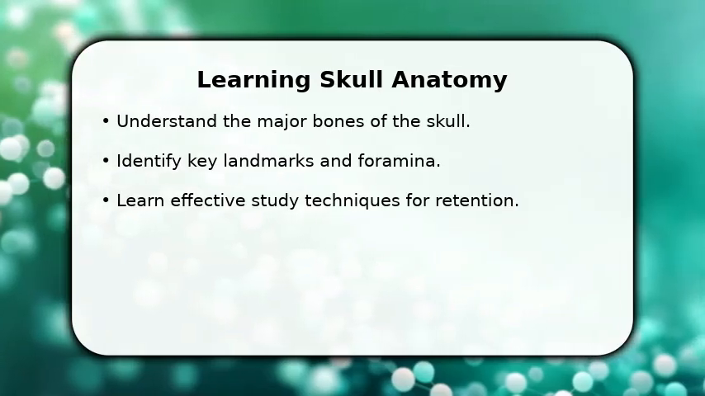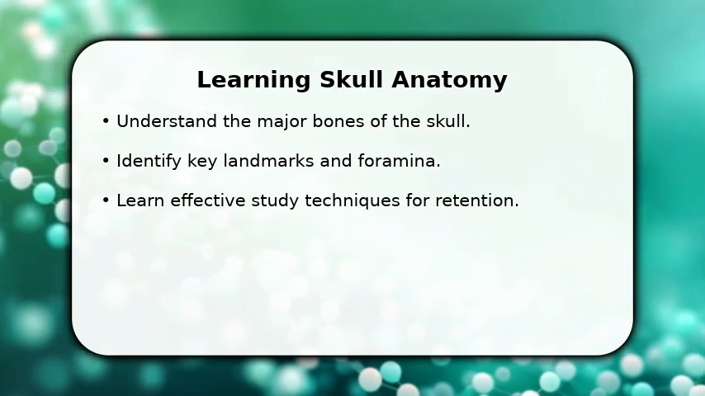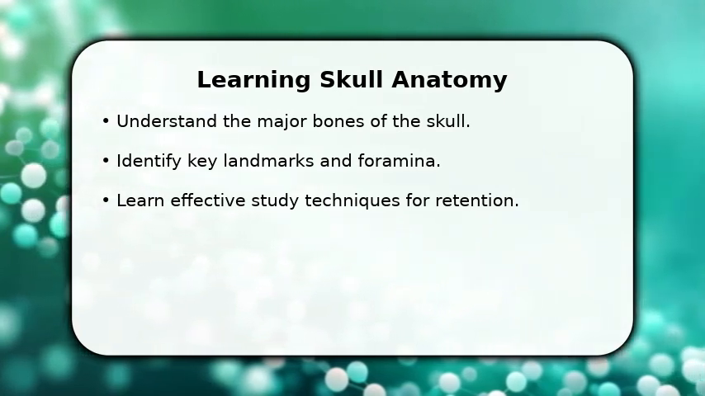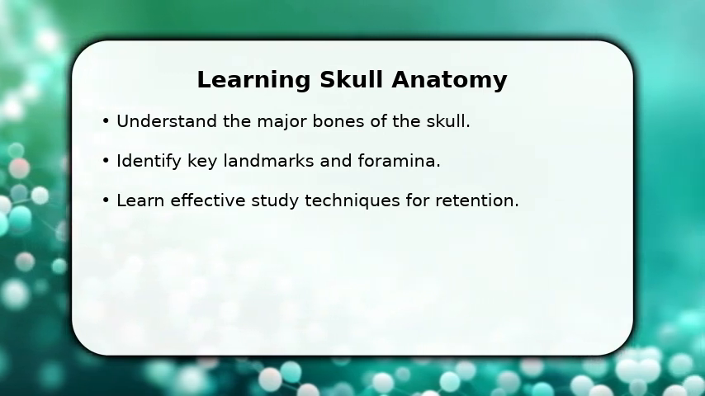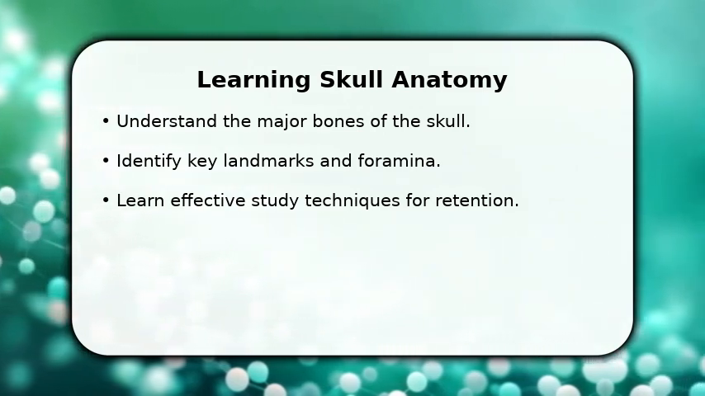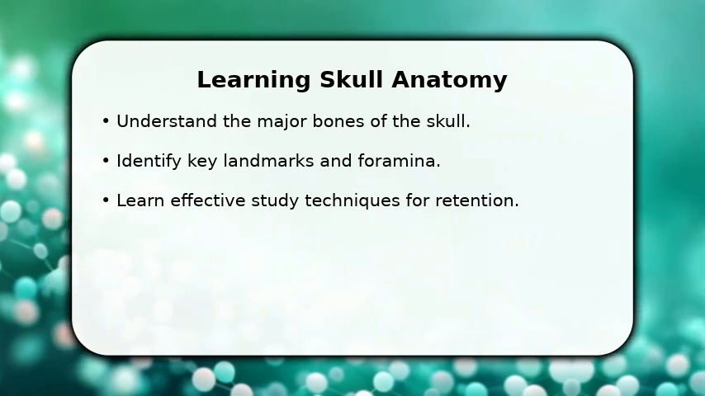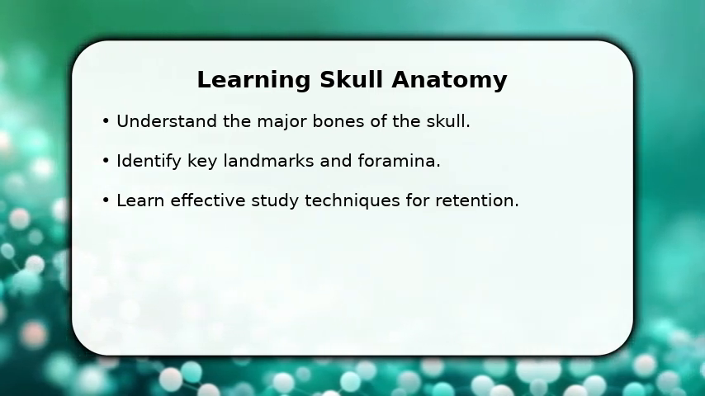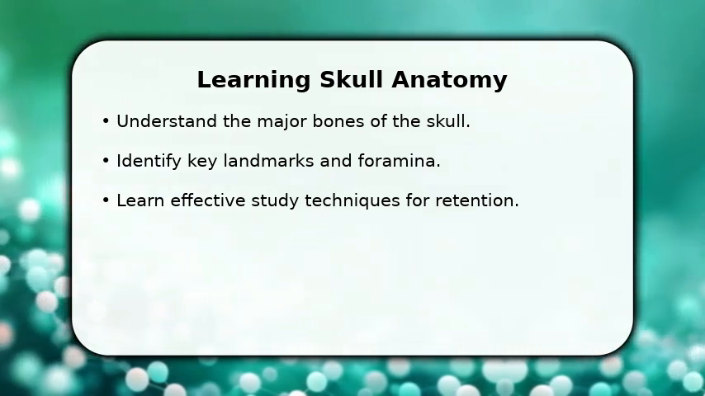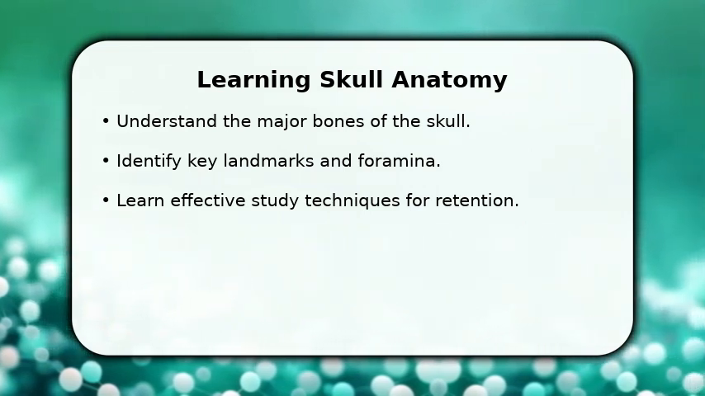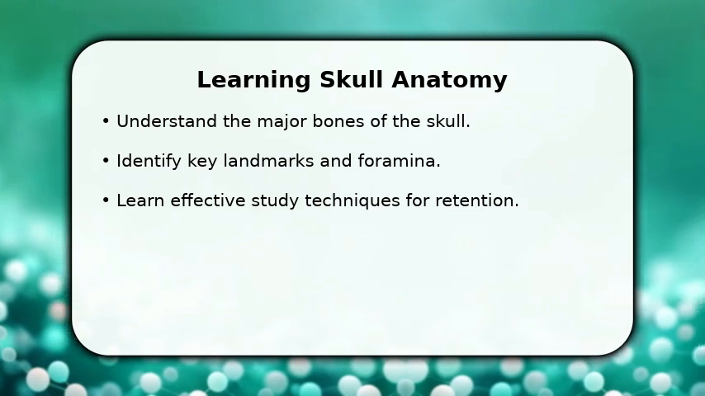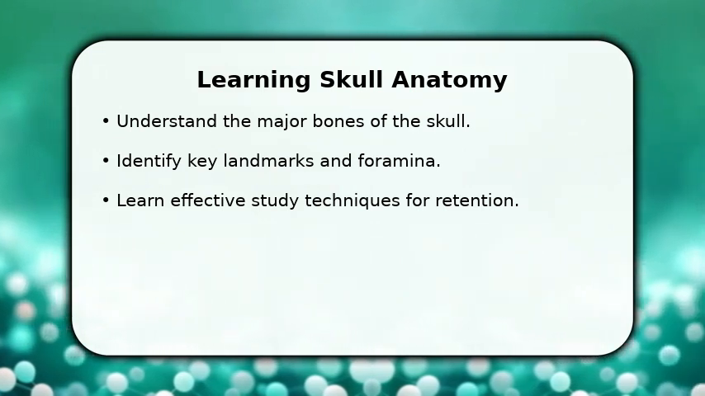In this video, I will explain how to learn skull anatomy. Begin by familiarizing yourself with the main bones like the frontal, parietal, and temporal bones. Next, focus on identifying important features such as the foramen magnum and the various sutures. We will also cover efficient study methods to help you retain this complex information easily. This foundational knowledge is crucial for any deeper anatomical study.